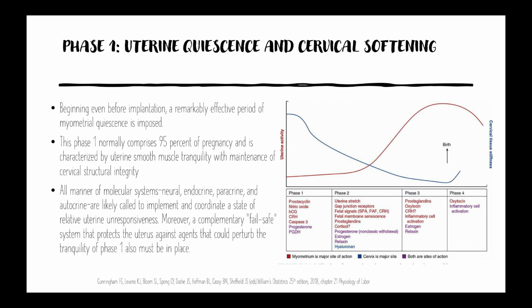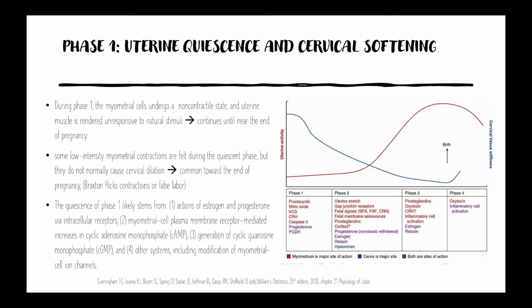Beginning even before implantation, a remarkably effective period of myometrial quiescence is imposed. This phase 1 normally comprises 95% of pregnancy and is characterized by uterine smooth muscle tranquility with maintenance of cervical structural integrity. All manner of molecular systems, such as neural, endocrine, paracrine, and autocrine, are likely called to implement and coordinate a state of relative uterine unresponsiveness. And moreover, a complementary fail-safe system that protects the uterus against agents that could perturb the tranquility of phase 1 also must be in place.